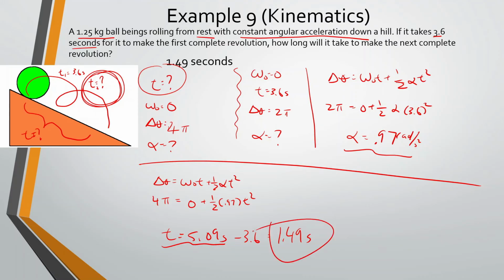And that's how you do it. There's other ways of doing it. You could have found what the velocity is when it starts to roll over here, and then use that as the initial velocity. But I think this is the easiest way, but you could have done it a different way as well.